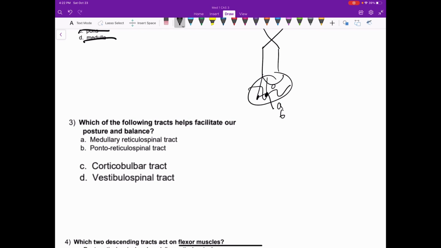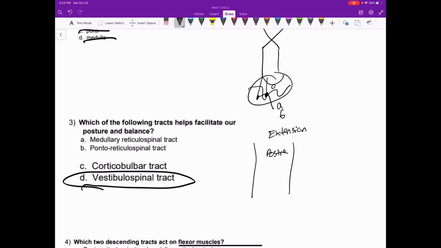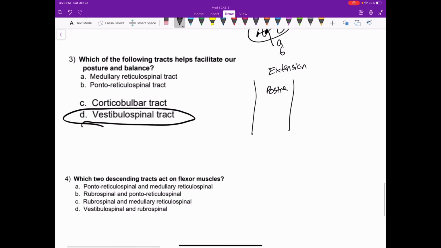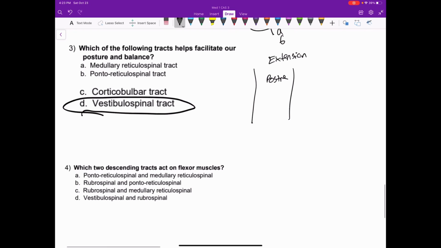Which of the following tracts helps to facilitate our posture and balance? Oh, we said this whole entire thing. We know posture and balance comes from where? The extensions, right? The extension tracts. We have two extension tracts, vestibulospinal and ponto reticulospinal. Now, we said the vestibulospinal does one extra thing. He helps with the posture. So we have to know this is our vestibulospinal tract. I said this in the video in the beginning, so if you didn't remember, it's okay. Just go look at it again.